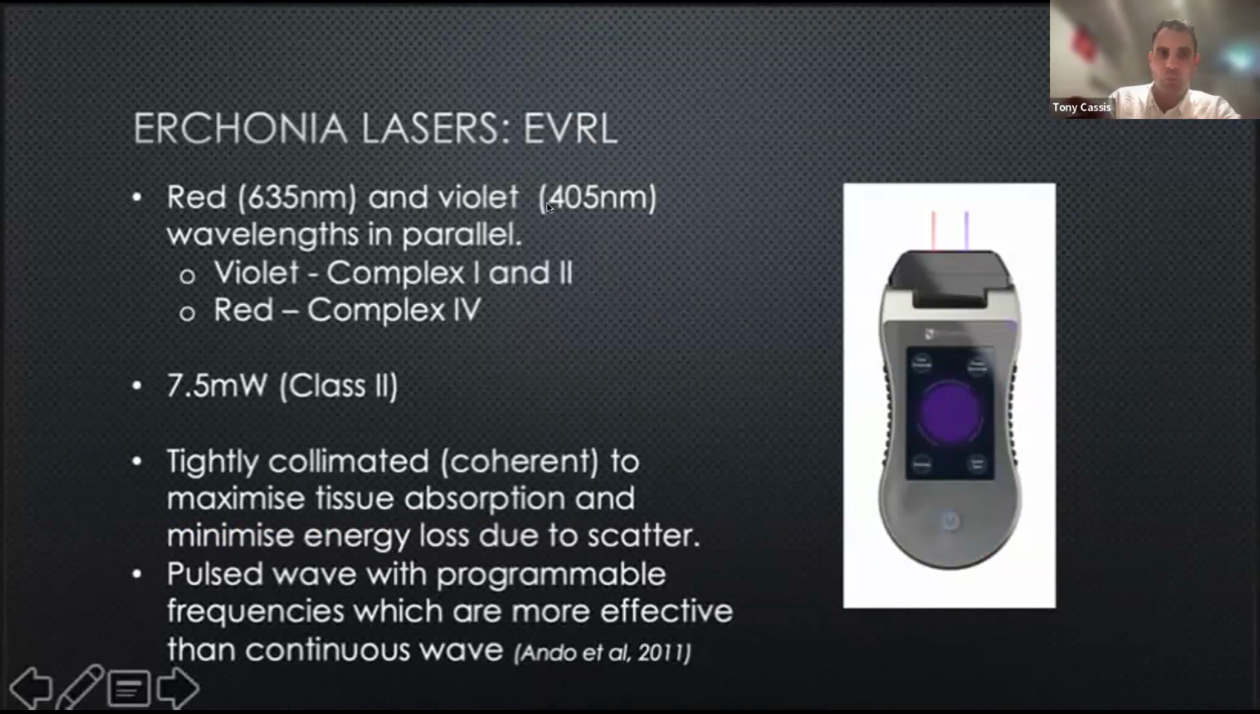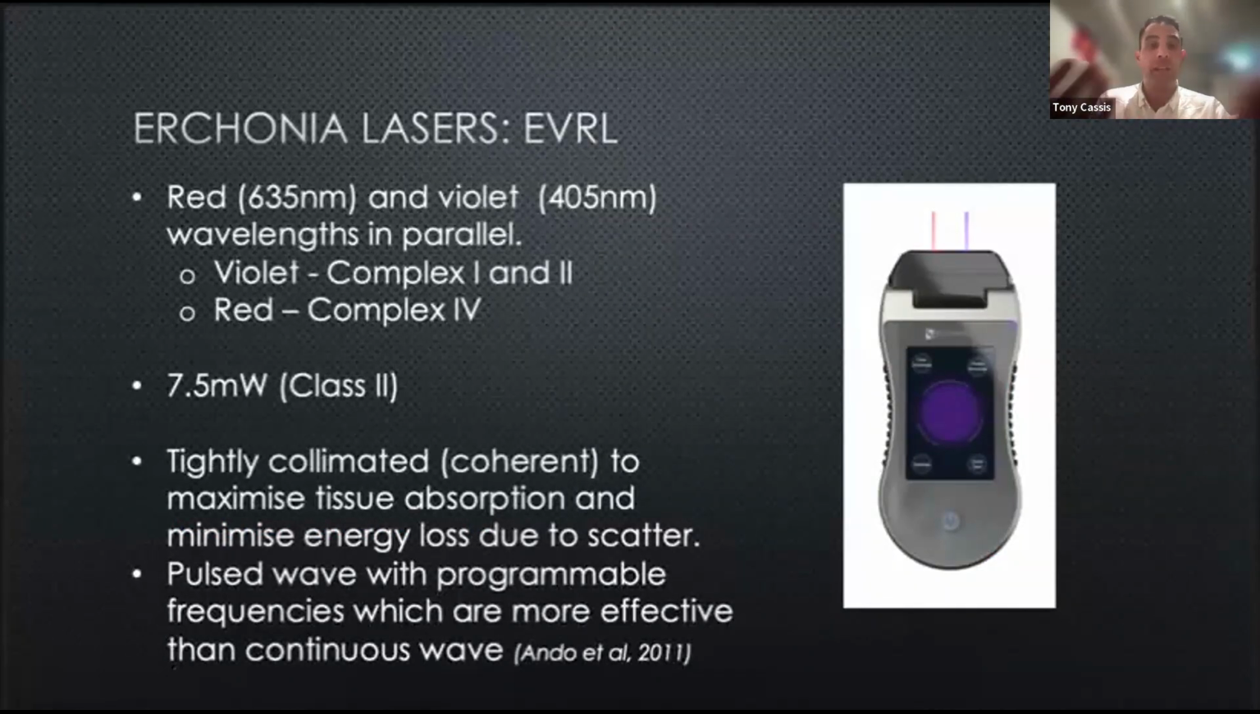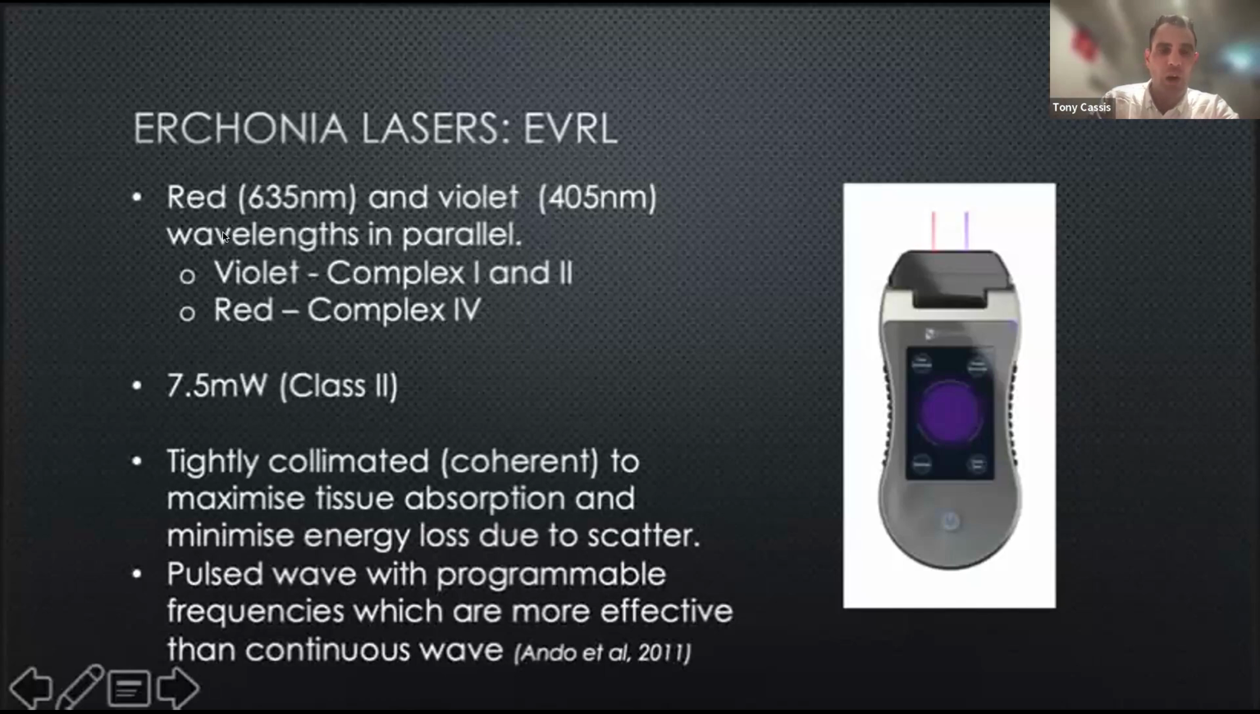So again, those wavelengths we spoke about are going in parallel. You can use them individually, so you can choose to have just the red or just the violet, depending on what you want to do. Violet is working on complexes 1 and 2, trying to drive electrons from those first two complexes into higher energy states to produce that ATP. And the red, as I said, is the final common driver of that ATP synthesis. 7.5 milliwatts, as I spoke to you about earlier.